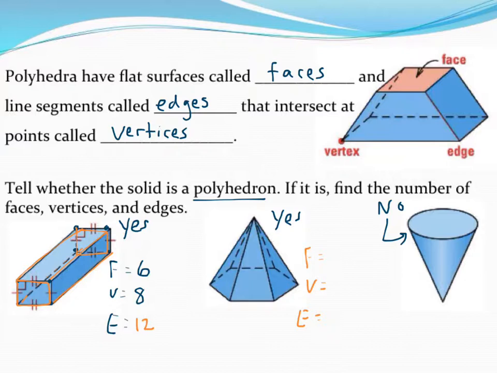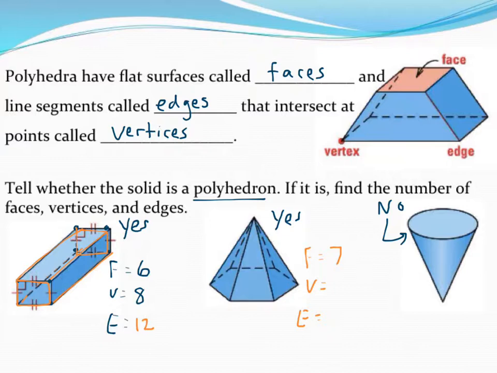So faces are going to be the flat surfaces. So I can see there's one flat surface along the bottom, that hexagon, and then there must be 6 triangles going up to wrap around to make the pyramid. So there must be a total of 7 faces. Again, if you have a hard time doing that, ask me in class to see this shape and I'll let you hold it and you can count them yourself.